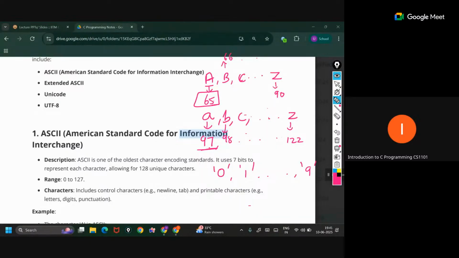Can you understand this? Similarly, if you remember 97, you can get the lowercase and uppercase values.